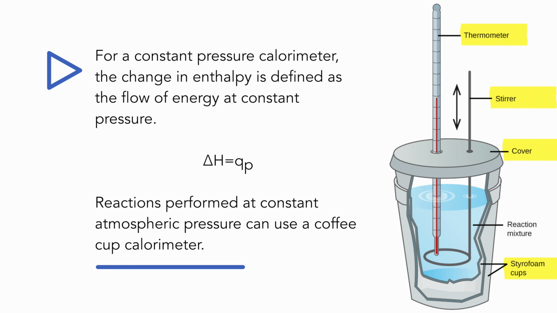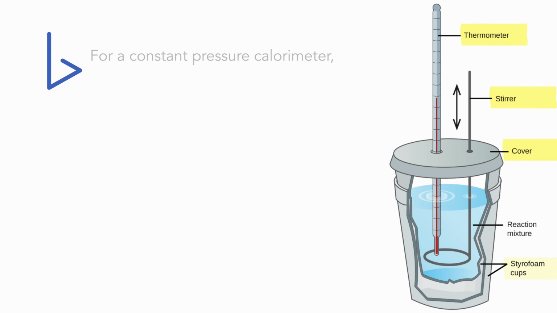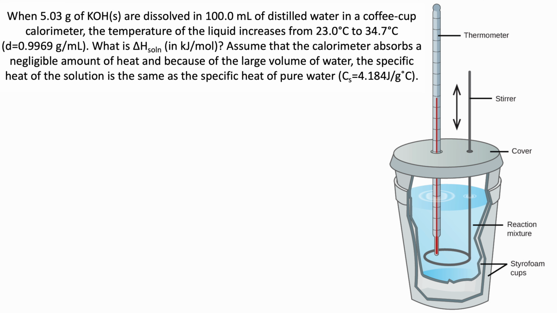Let's walk through an example for a constant pressure calorimeter. When 5.03 grams of solid potassium hydroxide are dissolved in 100 milliliters of distilled water in a coffee cup calorimeter, the temperature of the liquid increases from 23 degrees Celsius to 34.7 degrees Celsius. The density of water in this temperature range averages 0.9969 grams per milliliter. What is the change in enthalpy of the solution in kilojoules per mole?